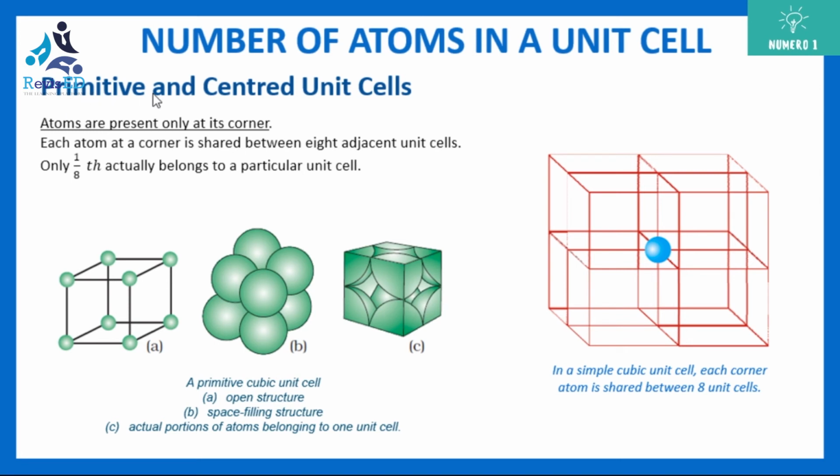If you consider the primitive unit cell, each atom present at the corner is actually divided among 8 unit cells. That is this one here, 1, 2, 3, 4, and the same 4 at the bottom. This atom here, which is represented also here, is 1/8 of it. Each atom at the corner is shared between 8 adjacent unit cells, so only 1/8 actually belongs to a particular unit cell. If you cut it, you get the structure. So there are 8 corners, and each corner contains 1/8 of the actual atom.